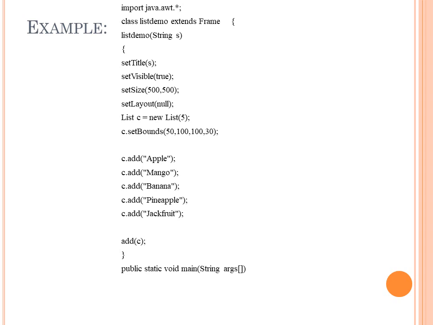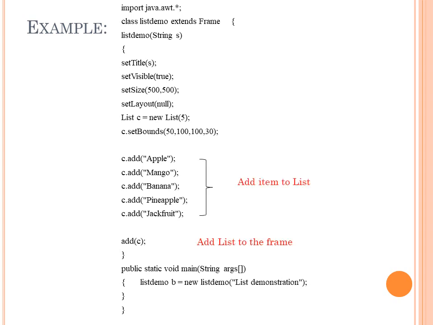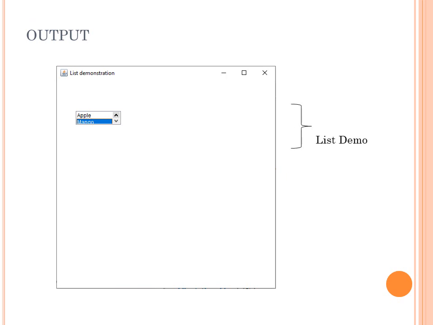Now you have to mention your main class, that is public static void main. Over there you have to create an object of your main class, that is ListDemo b is equal to new ListDemo, and over there you have to write the title for your frame, that will be list demonstration. Now this will be your output for your list demonstration. Over here you can select multiple options using a list.